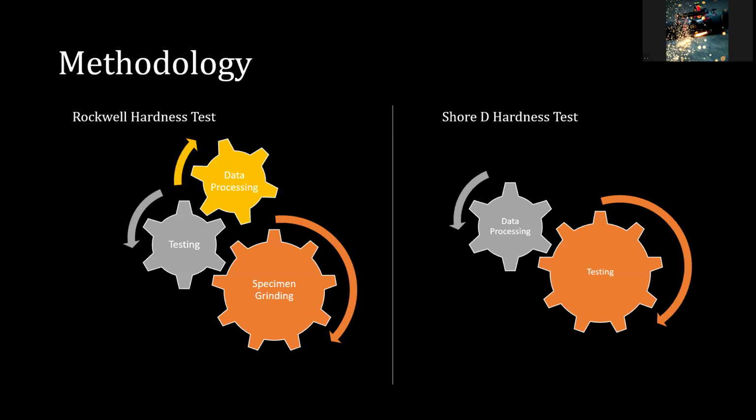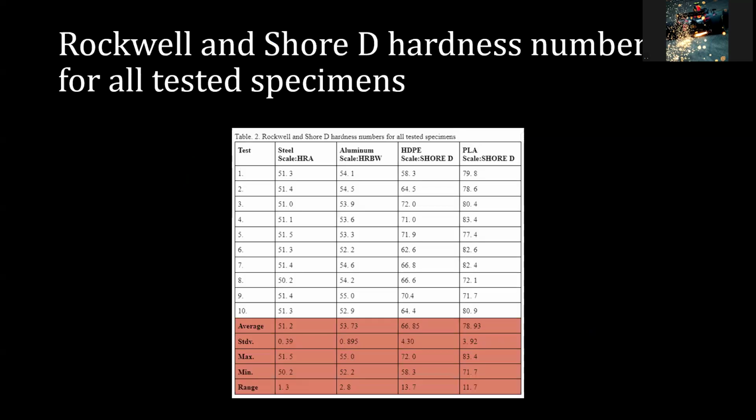And here is the methodology, where each procedure for obtaining the hardness value using different methods is provided. For the Rockwell test, specimen preparation is needed before testing, whereas in the Shore test, the specimen can be directly tested using the apparatus. And here are the hardness values obtained from all tested specimens, both from the metal and plastic groups, along with statistical calculations such as the mean and standard deviation.